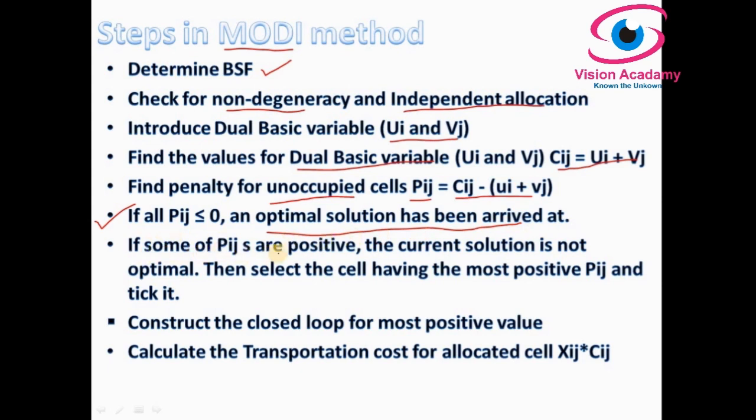If some of the Pij values are positive, the current solution is not optimal. Then you should identify the most positive value. If there are too many positive values, identify the most positive value and construct a loop for that cell. Construct a loop and make a new allocation for that loop, and finally calculate the transportation cost for allocated cells. Xij is allocation and Cij is cost.